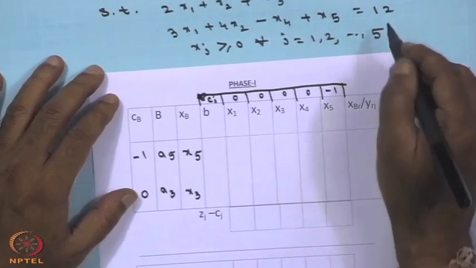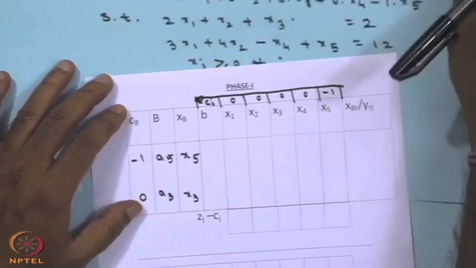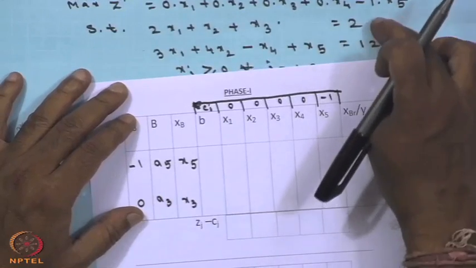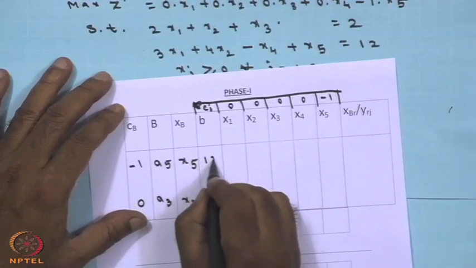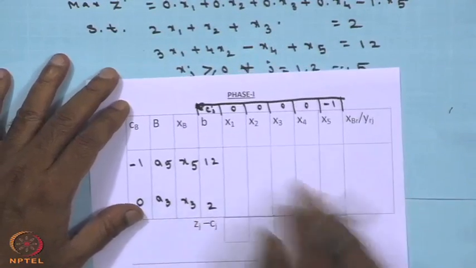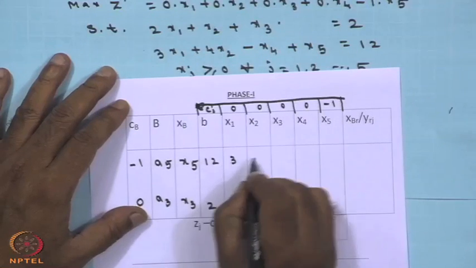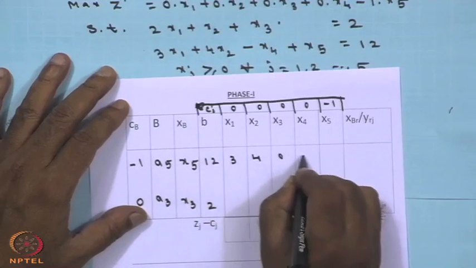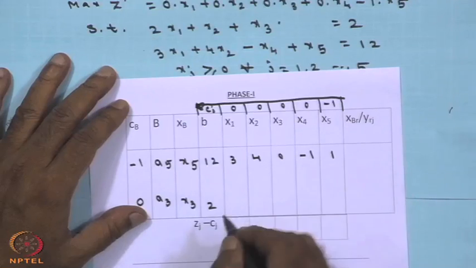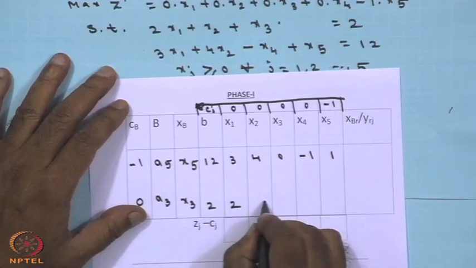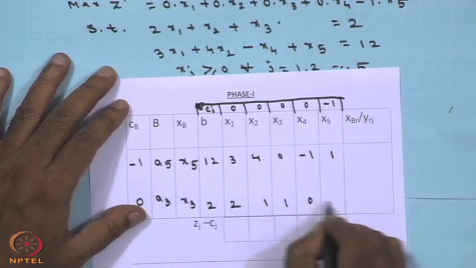From here the b value is, if you see from here, it is 12 and 2. So, you are writing here 12 and 2, corresponding rows you write down now the coefficients, that is 3, 4, 0, minus 1, 1 and 2, 1, 1, 0, 0.